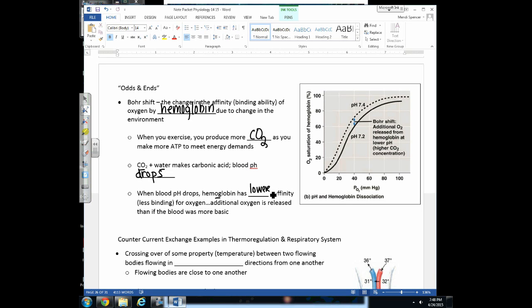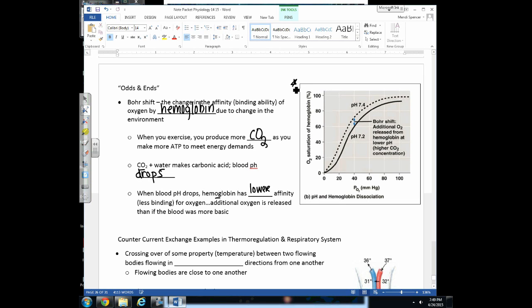So think about the benefit for that. In an area where there's lots of CO2, those cells are using a bunch of ATP. They need to make more, and so they need more oxygen to do that. Basically, the acidity in the environment allows hemoglobin to release more oxygen than what it would have released whenever there wasn't such a demand in that area.